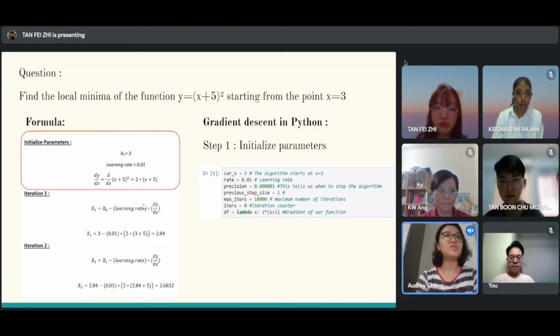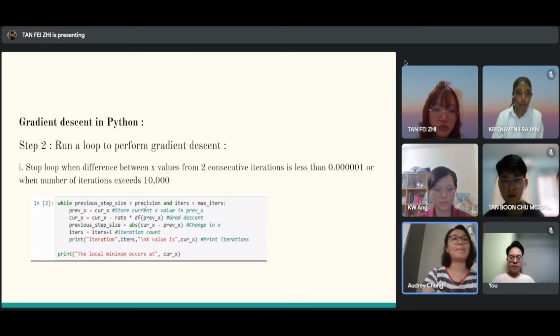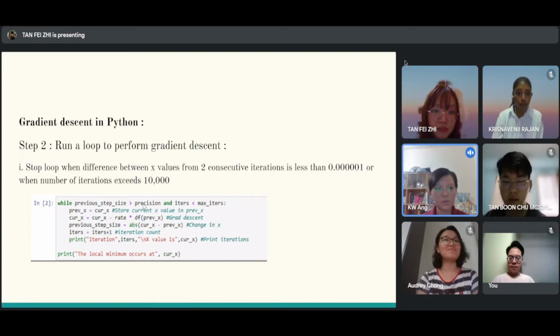So for the next, I will present the step 2. Hello, the step 2 is about a loop to perform the gradient descent. The loop will stop when the difference between two values from the consecutive iteration is less than the precision value, or the number of iterations exceeded 10,000.